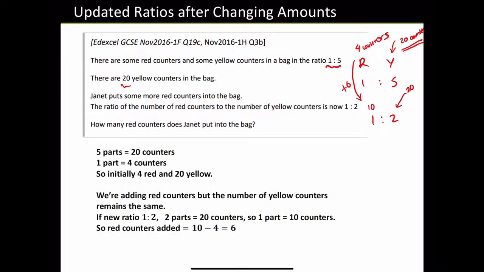So same again here, exactly the same thing. Initially 4 and 20, we're adding red counters, but the number of yellow counters remains the same. If the ratio is 1 to 2, 2 parts is 20 counters, 1 part is 10. 10 take away 4 is 6. Okay, so you can actually see this is only like question 3 in 2016.